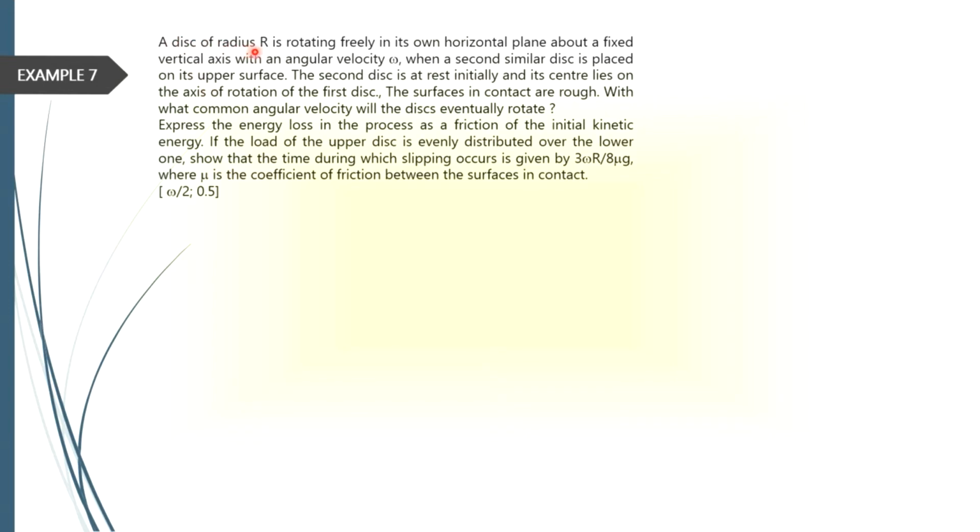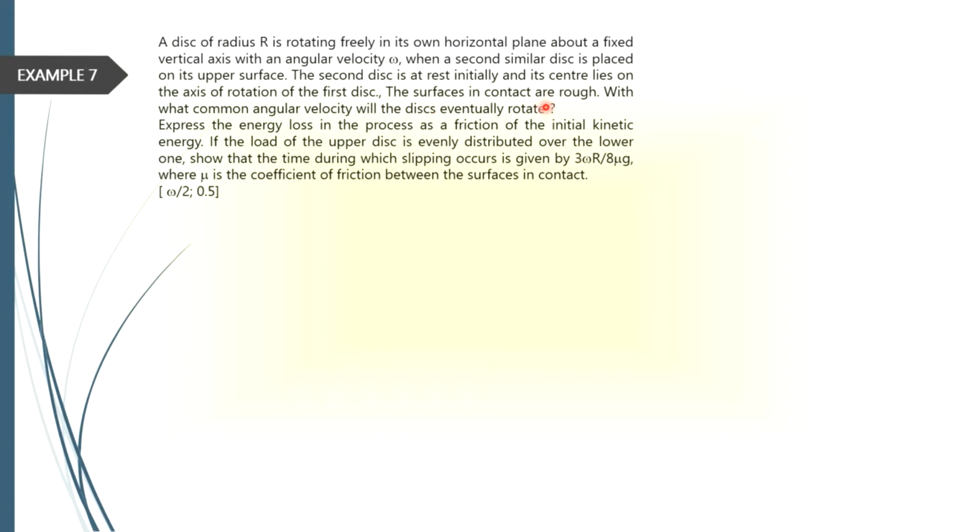A disk of radius r is rotating freely in its own horizontal plane about a fixed vertical axis with an angular velocity of omega. And a second similar disk is placed on its upper surface. The second disk is at rest initially, and its center lies on the axis of rotation of the first disk. Now the surfaces in contact are rough. What common angular velocity will the disks eventually rotate with?